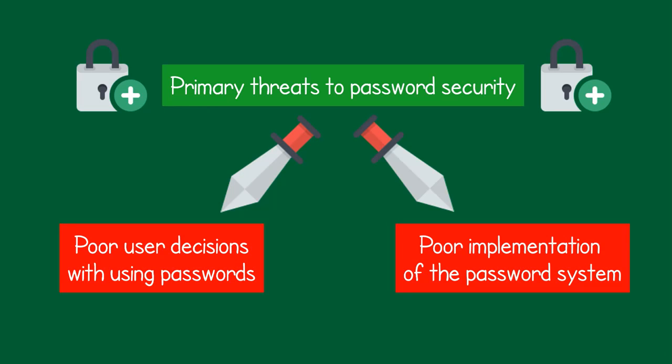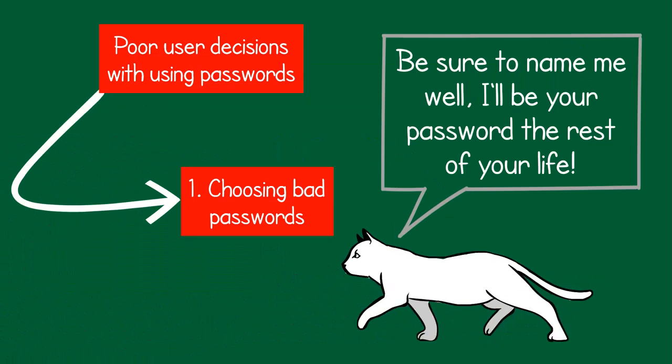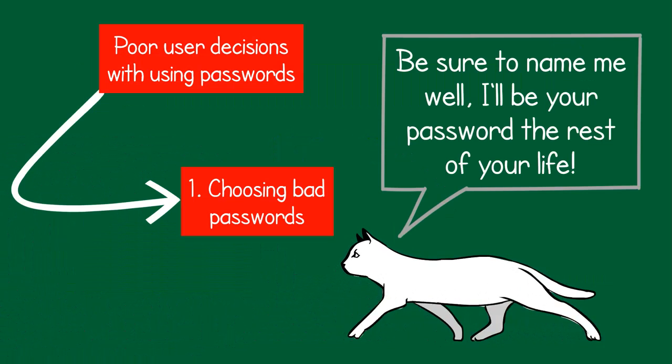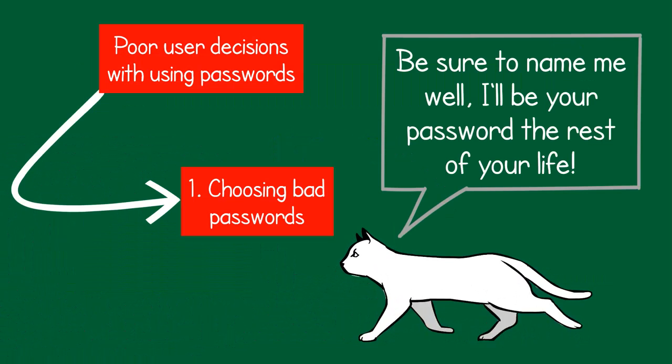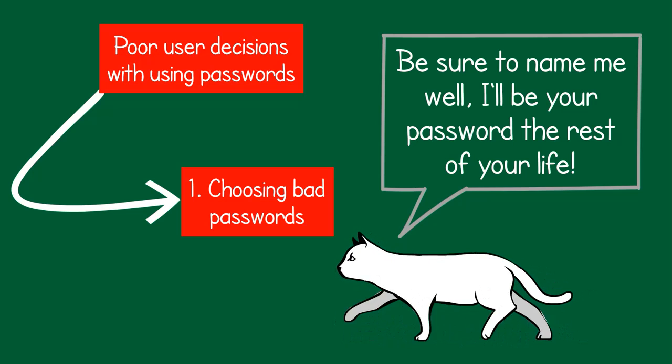Unfortunately, there are also two common serious mistakes with using passwords: poor implementation and poor user decisions. It is both users' actions and implementation that contribute to a majority of modern password security issues. There are numerous ways in which the user makes poor password decisions. The most common mistake users make is choosing a simple, easy-to-guess password.